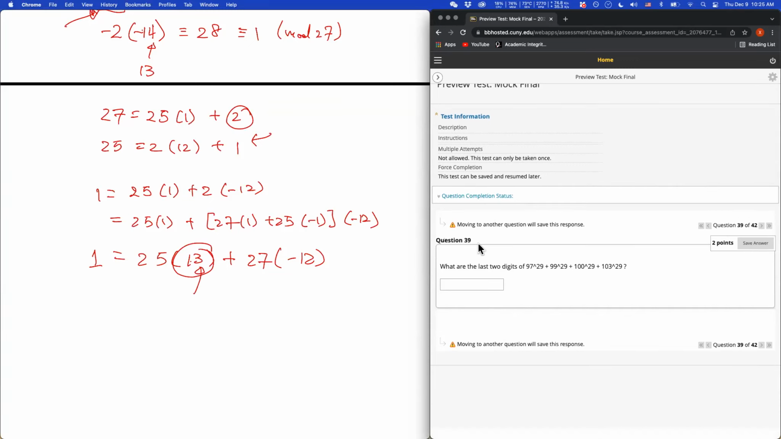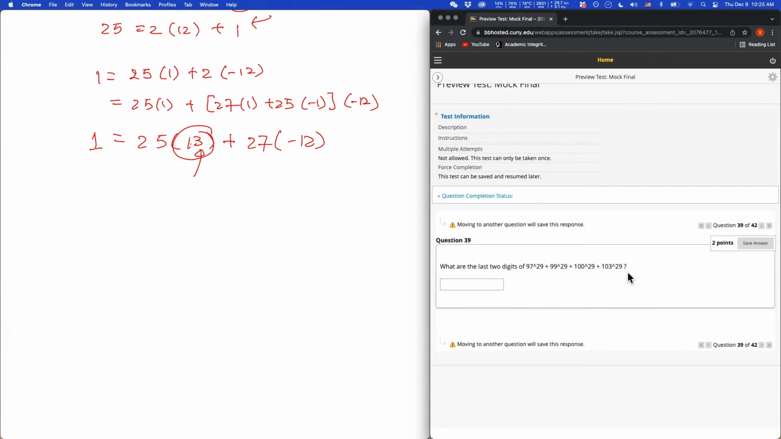Okay, here you want to find the last 2 digits of this expression. So you have 97 to the 29 plus 99 to the 29 plus 100 to the 29 plus 103 to the 29. Now, since you want to find the last 2 digits, here you will work mod 100. Mod 100 gives you the last 2 digits.